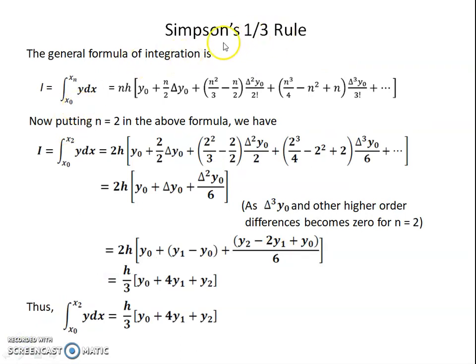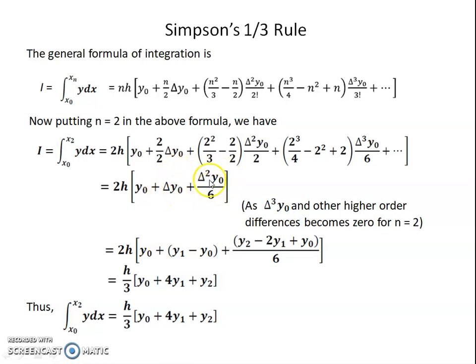Similarly, Simpson's one-third rule can be obtained by putting n is equal to 2 in the general formula of integration. If we put n is equal to 2, then this integral becomes integration x0 to x2 y dx is equal to 2h times y0 plus 2 divided by 2 del y0, and like this. Since here n is equal to 2, all the terms del cube y0 and higher order terms become 0. That means del cube y0 and all higher order differences become 0. So we have 2h times y0 plus del y0 plus del square y0 divided by 6.